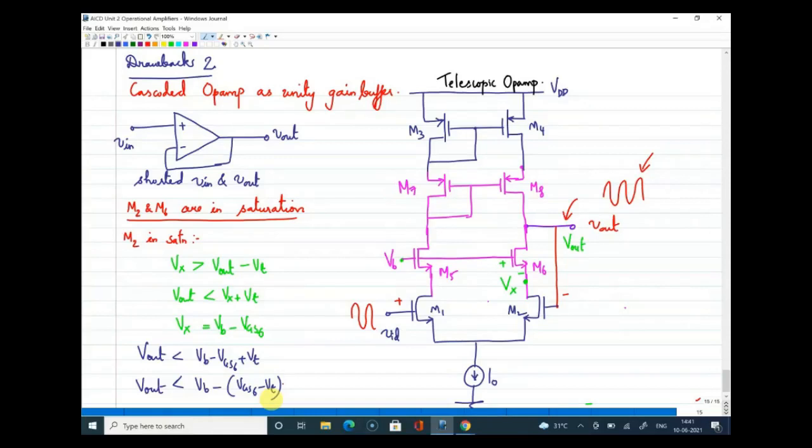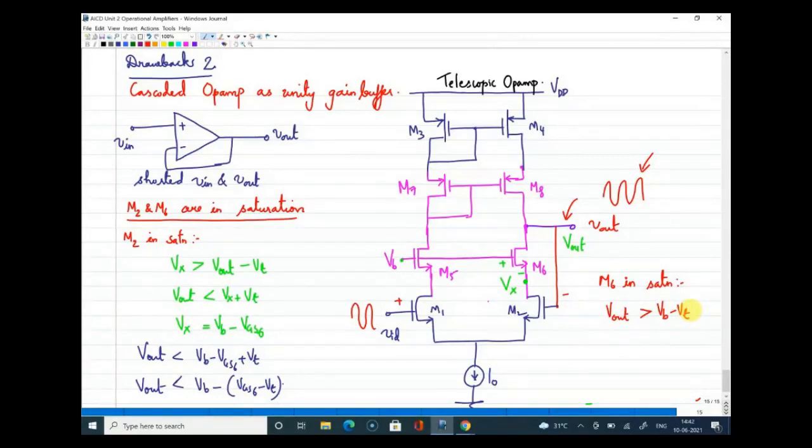Similarly, you may be wondering why I have written the condition for saturation in terms of Vout. The reason is this. How will I write the saturation condition for M6? For M6 in saturation, what is the condition? Again, the condition remains the same as what Sriharsha has written in the chat. The VD should be greater than VG minus VT. What is the VD of this M6 device? It is Vout. Yes, Vout should be greater than VG, which is nothing but VB minus VT. That is the condition. Vout should be greater than VB minus VT.